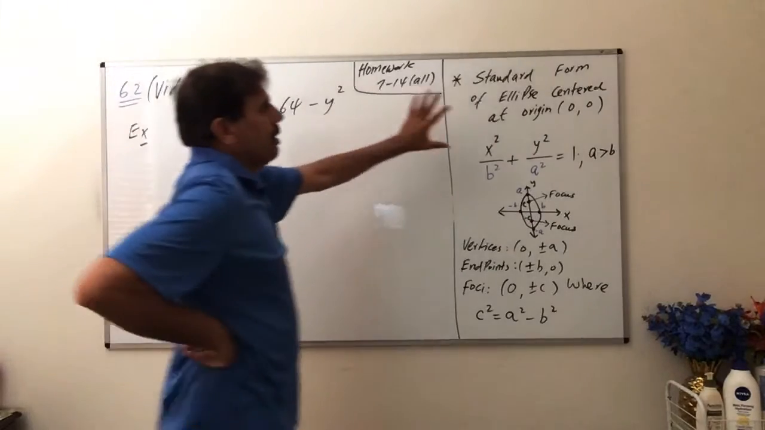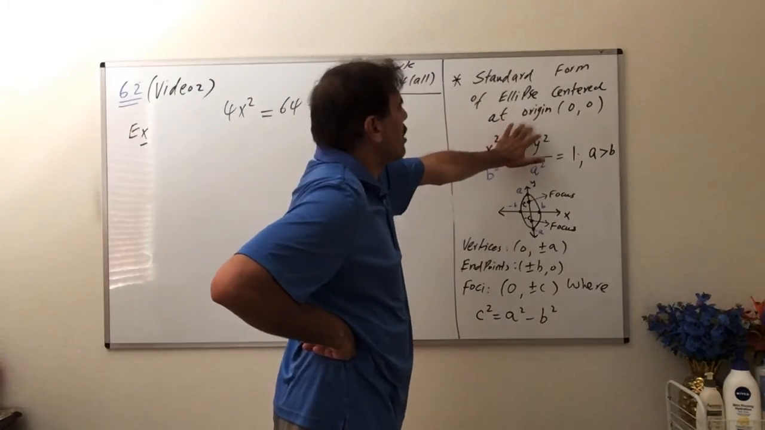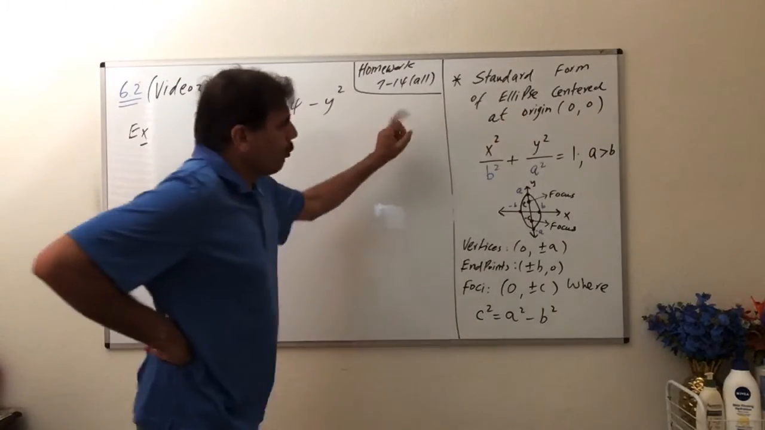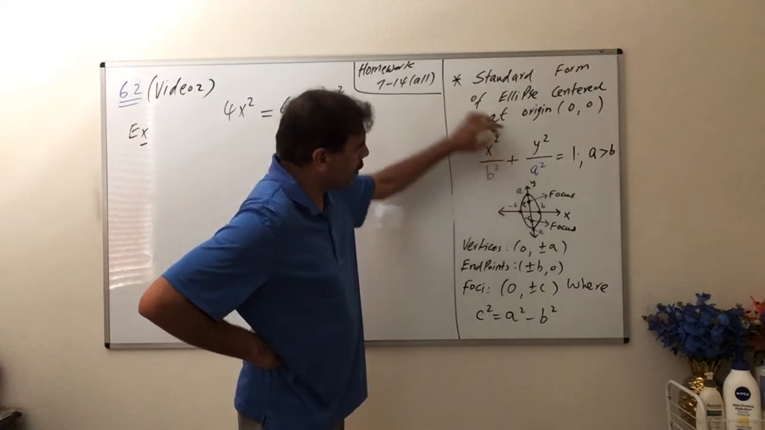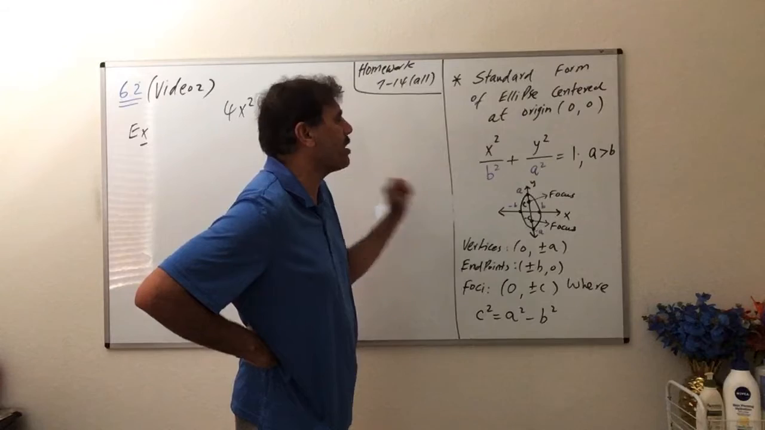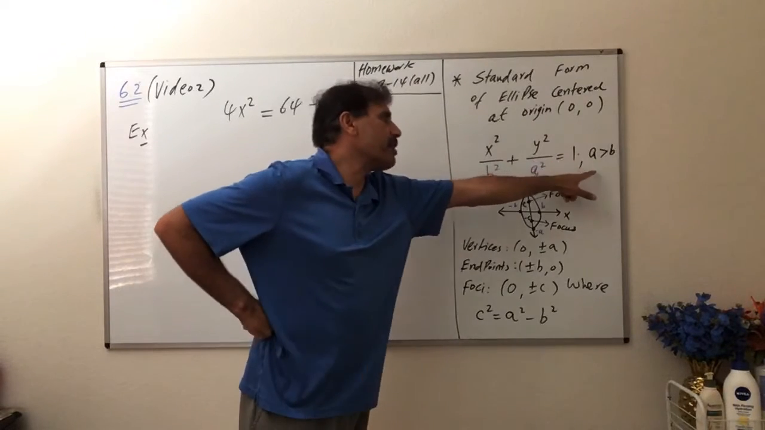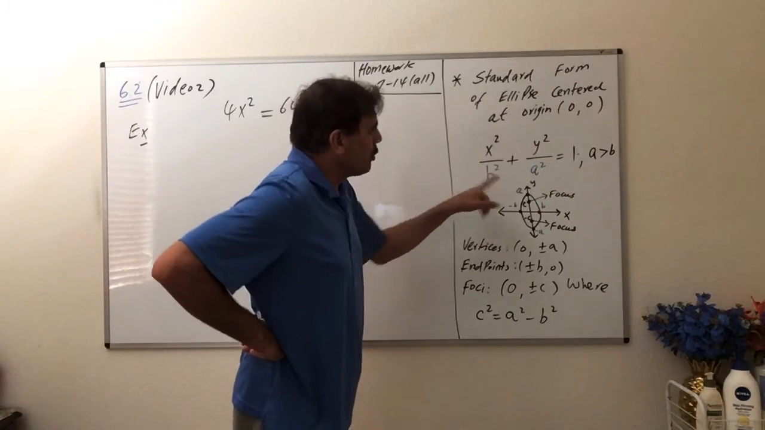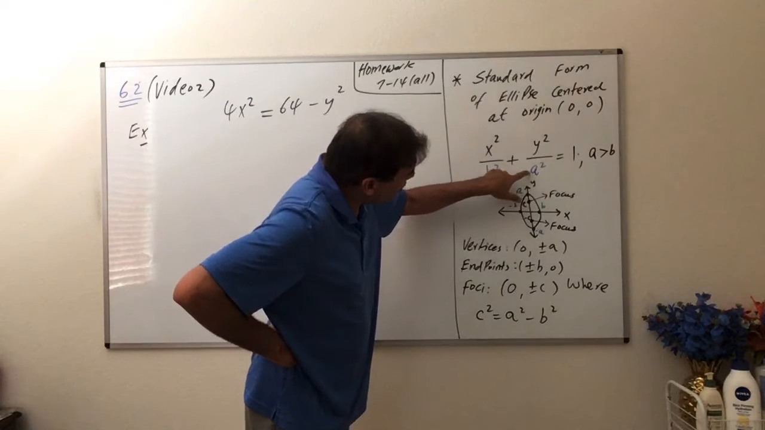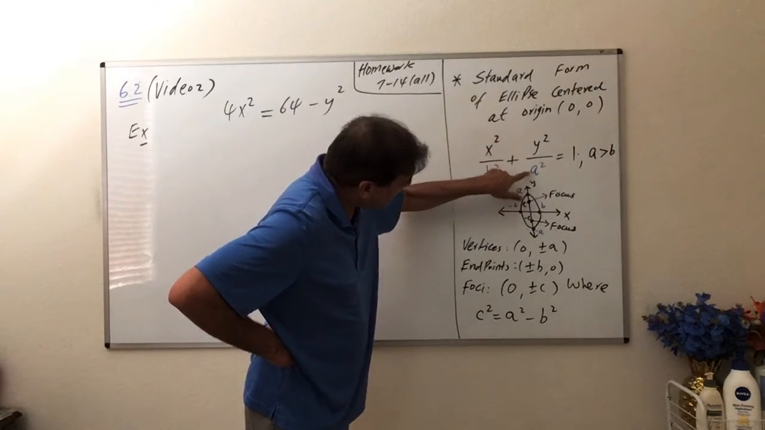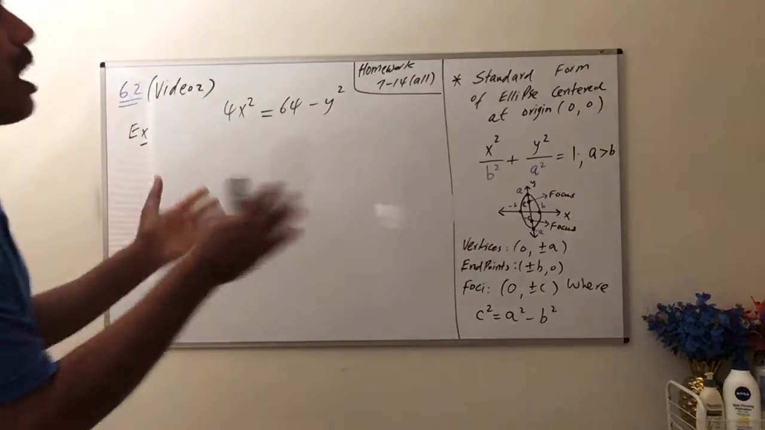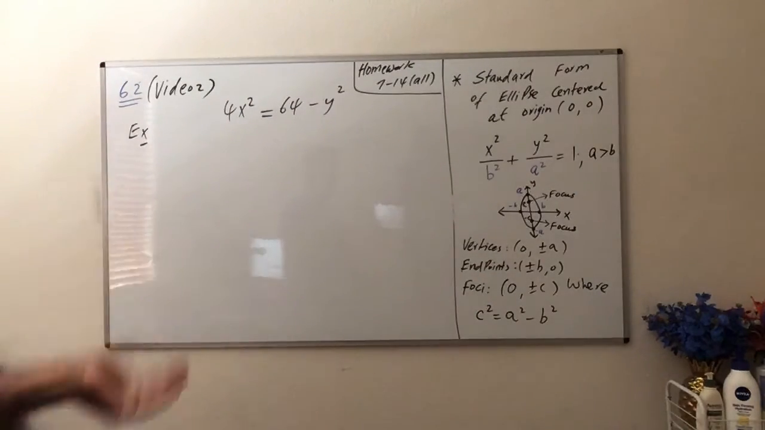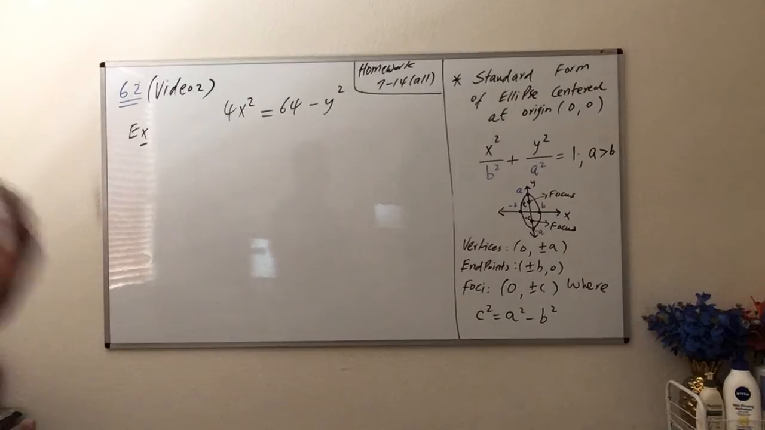So this is still, the origin is still the center. And now your a squared and b squared, they switch. Look, x squared, y squared, they did not switch. Still plus, a is greater than b. So a is greater than b means this number under y squared is going to be bigger than this number.